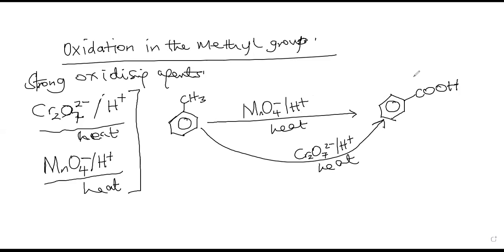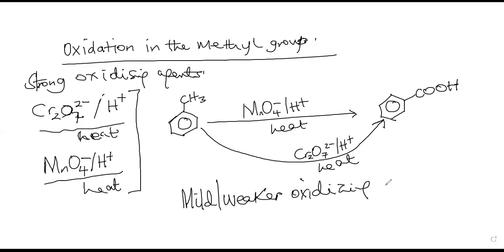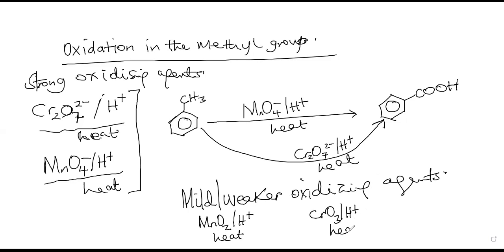But then we have also got mild or weaker oxidizing agents. When you use weak oxidizing agents, you don't get the same product. For weak oxidizing agents, we are going to consider a number of them. One, we have acidified manganese(IV) oxide, and when you use this, the condition is that you will heat. We have also got chromium(VI) oxide acidified, CrO3, and when you use it acidified, you must heat.